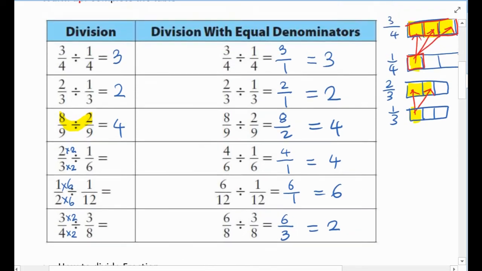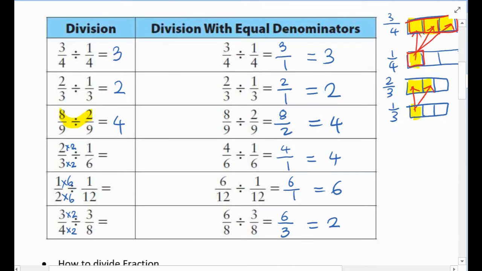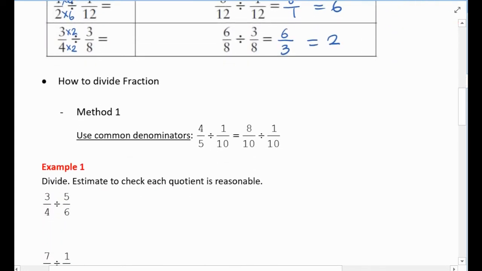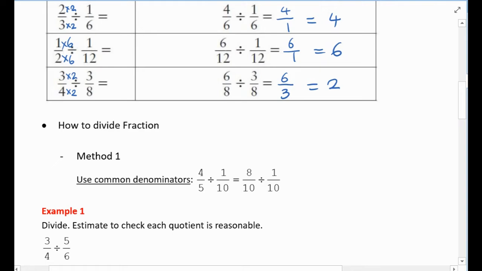So this is how you divide fractions. So this is the first method. And we're going to learn the second method later, but the first method is using common denominator. So when you have a different denominator, you make a common denominator by multiplying a number. Here we get 8 over 10 divided by 1 over 10. Then ignore the denominator and 8 over 1, and the answer becomes 8. Alright, everyone.